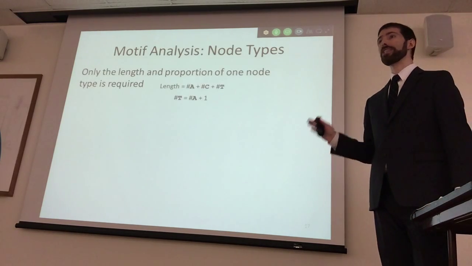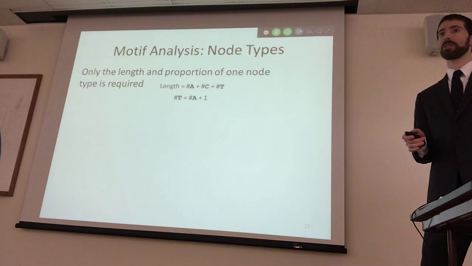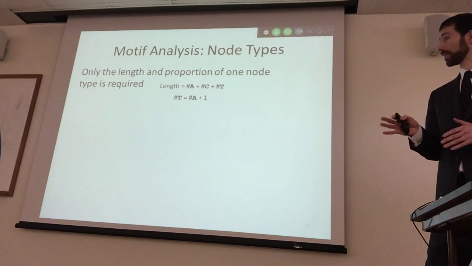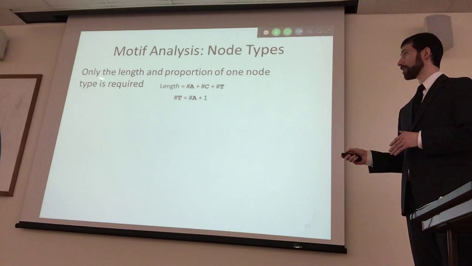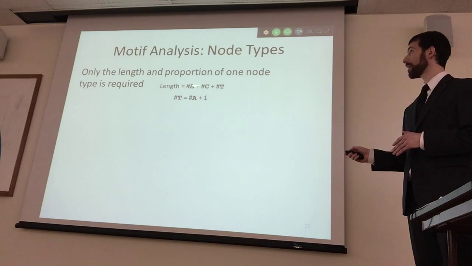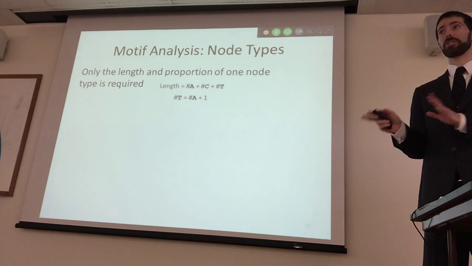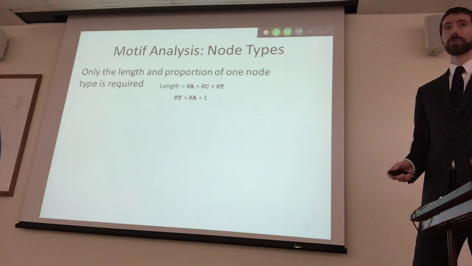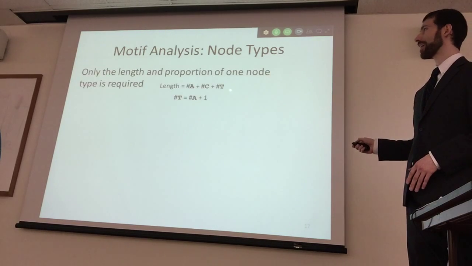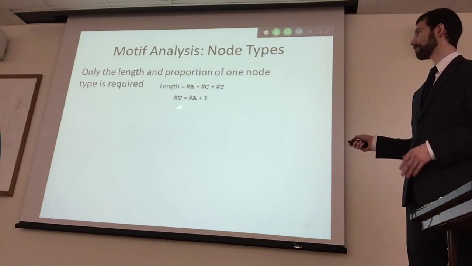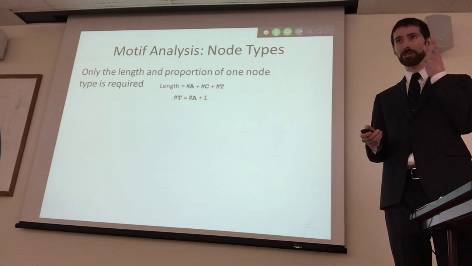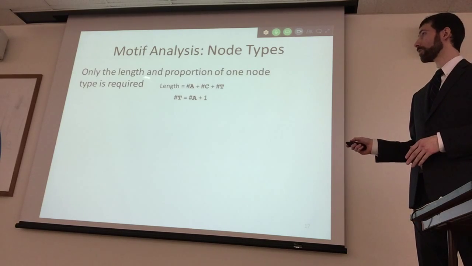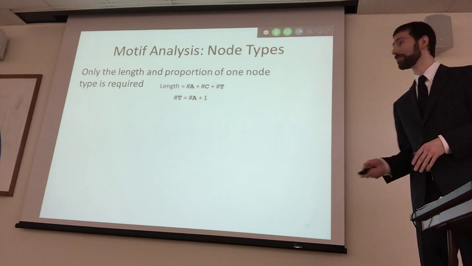So the first thing we start with is motif analysis. We're looking for short subsequences that are different between different neuron types. And so one of the things that we can look at is the length and the proportion of one node type in terms of just these node types, because the number of those T nodes is equal to the number of the A nodes plus 1. So basically we've got two equations and 4 variables, and that means we need two measures to capture all of the information. So what we end up doing is we look at the length and the proportion of those C nodes.